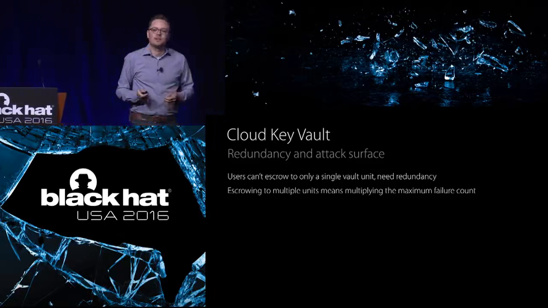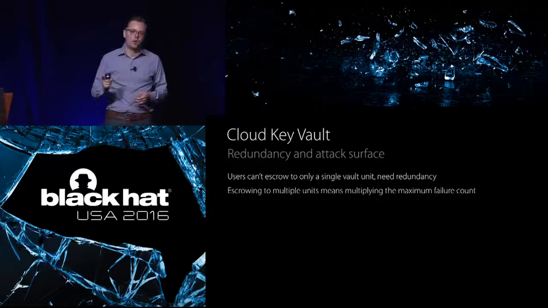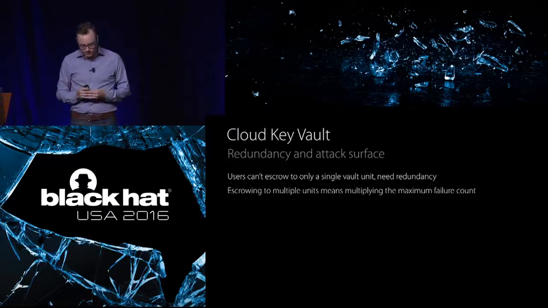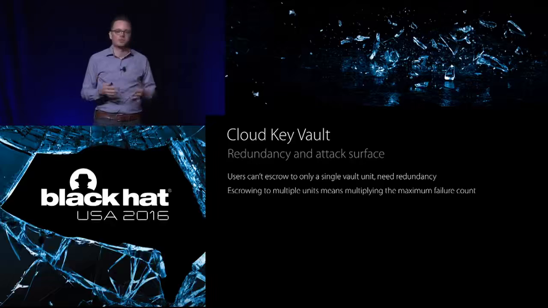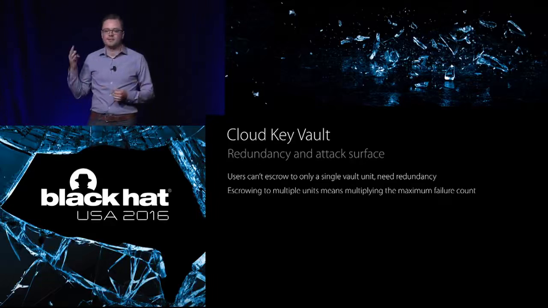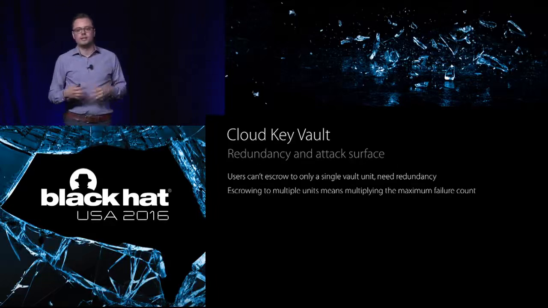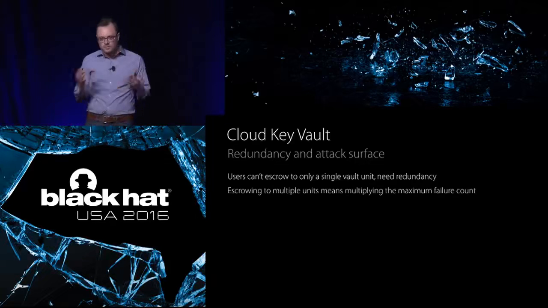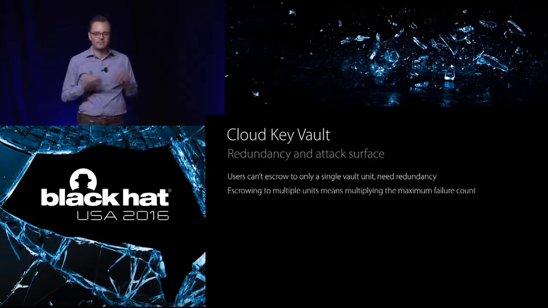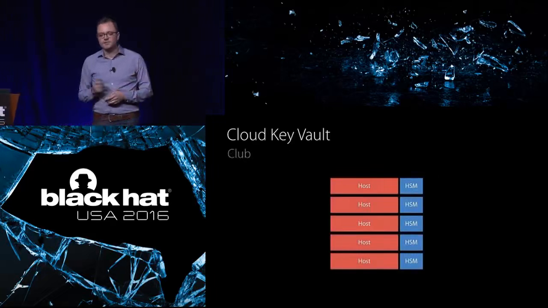The thing is that a user can't simply escrow to only one key vault unit. We need the redundancy in this design because these units can fail. But if we simply said, well, why don't we escrow to 5 units? That's because every new unit you escrow to increases that maximum failure count. If you escrow to 5 Cloud Key Vault units, then instead of having 10 maximum failure attempts, you're now up to 50.